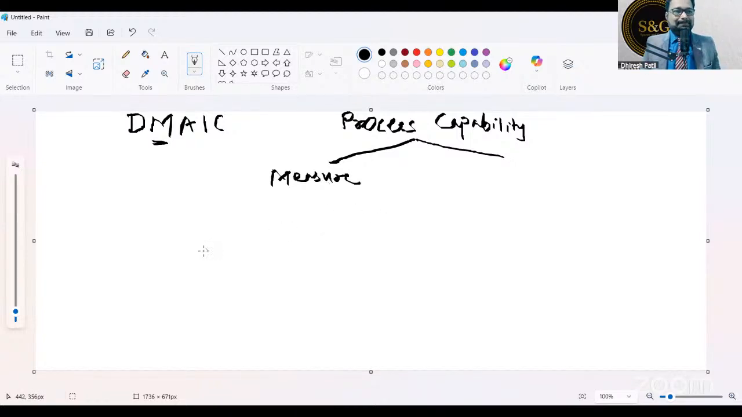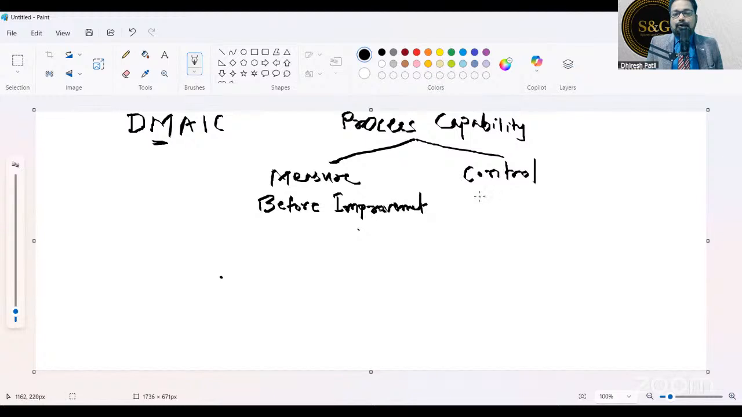Yes, so after the Improve phase, in the Control phase, basically we check the process capability. Once the process capability is improved and settled down, we check it again. So the first one is in the Measure phase, and the next one is in the Control phase after improvement. Of course, after improvement, it starts improving and stabilizes. That's where we check it again. So Measure phase is before improvement. Make a note of this. And Control phase is after improvement. Are you clear with this?